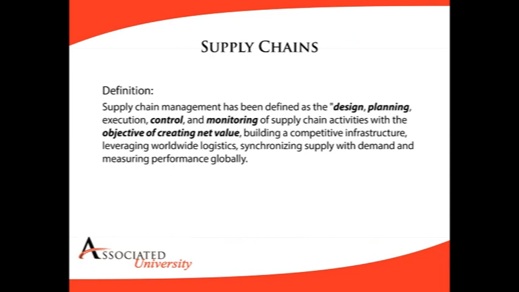So looking at a definition for supply chain that I found, and I thought was very good, is supply chain management has been defined as the design, planning, execution, control, and monitoring of supply chain activities with the objective of creating net value, building a competitive infrastructure, leveraging worldwide logistics, synchronizing supply with demand, and measuring performance globally. And you'll notice that I've highlighted some of the words in this definition: design, planning, control, and monitoring to achieve the objective of creating net value. Those are some of the aspects that telematics can help you with.